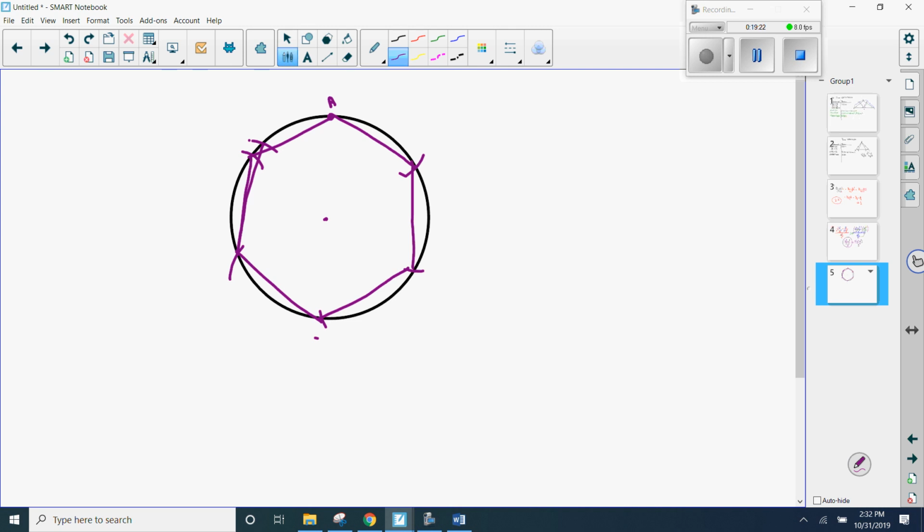Why? Because the radius goes around the circle about 6.28 times. Well, that's why you had too much. Mm-hmm. Yep.